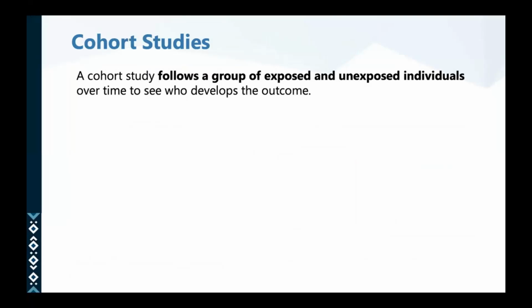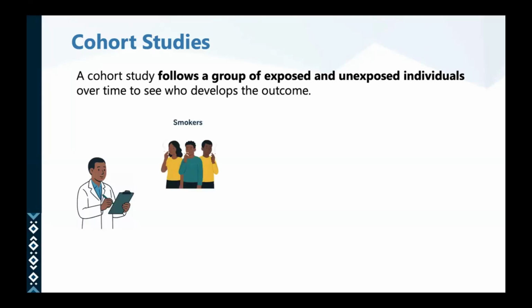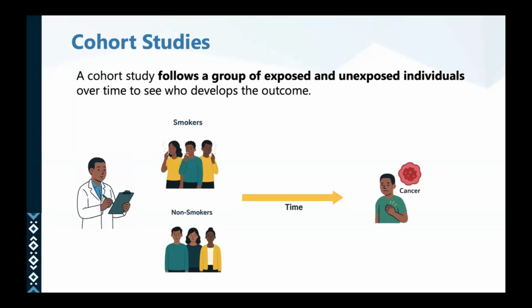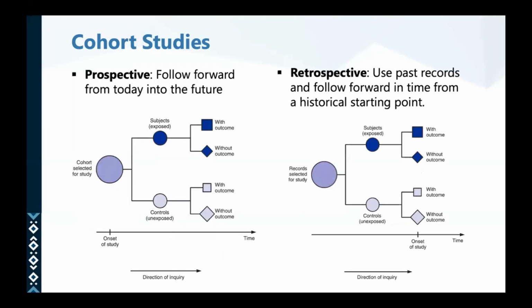A cohort study follows a group of exposed and unexposed individuals over time to see who develops the outcome. To give you a sense of how this design works, imagine you are an investigator. You pick some people who are smoking and you take those who are not smoking, so you have those exposed to smoking and those not exposed. You follow them over time to see who develops lung cancer. You can have cohort studies in two types, prospective cohort studies and retrospective cohort studies. The prospective cohort studies follow patients forward from today.